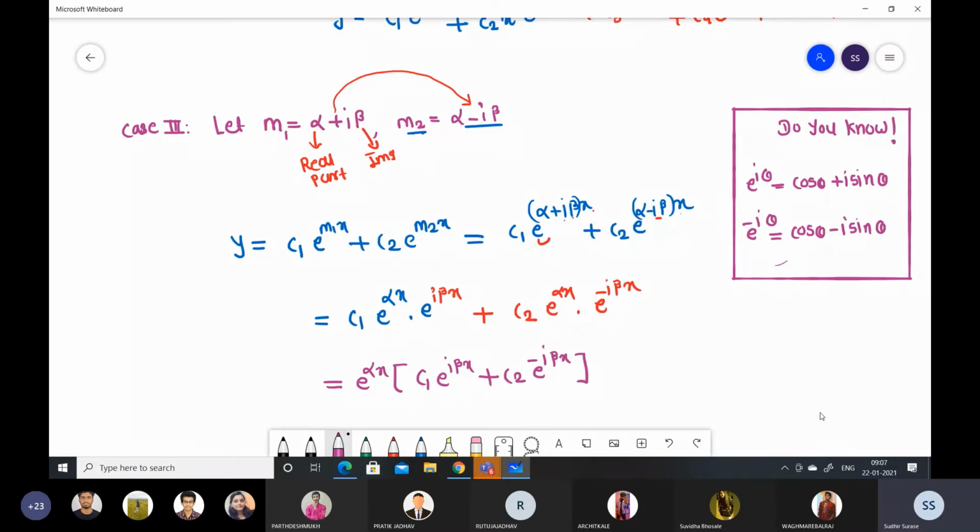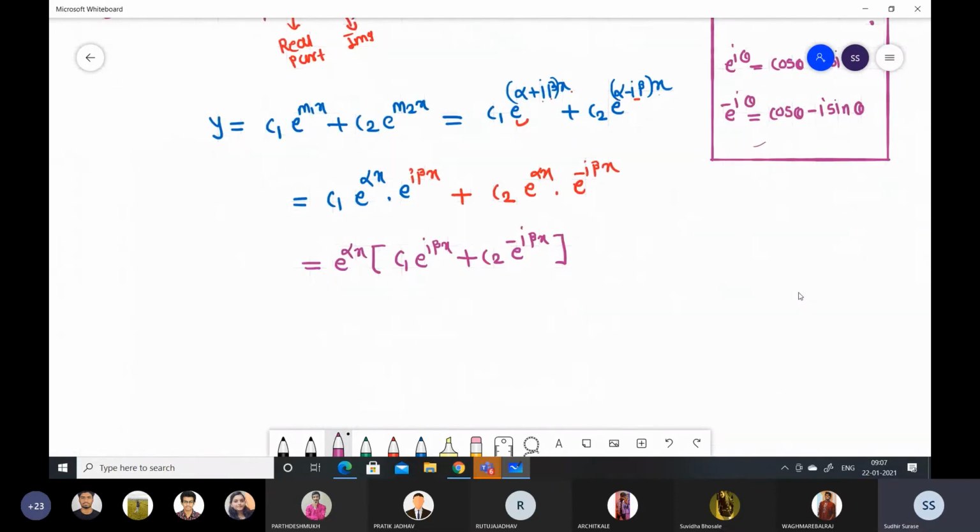And now from here onward, we are going to use these two formulas. For the first term, we can apply the first formula, and for the second term, we can apply the second formula. You just have to replace theta by beta x. So according to these two formulas, we have the answer to this question.